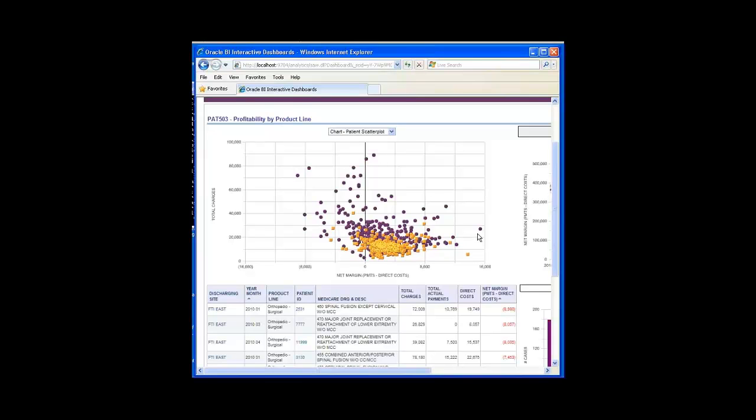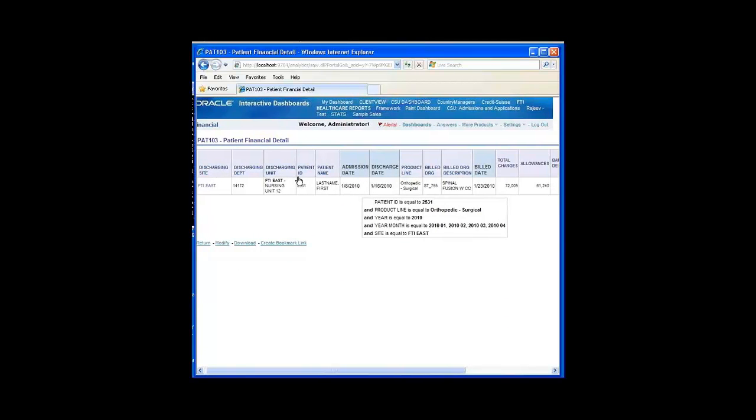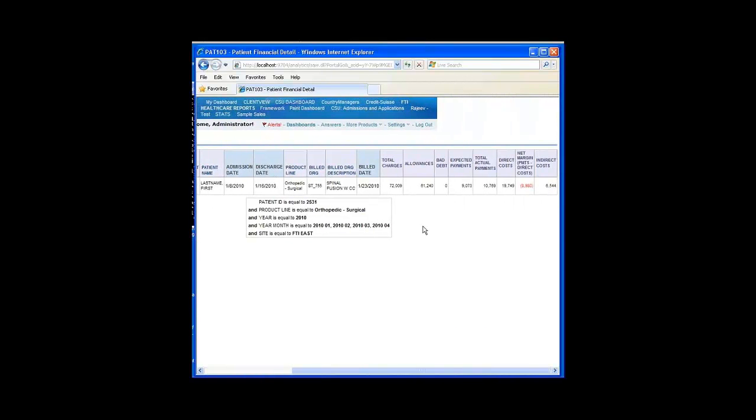So this particular patient, very profitable over here. This particular patient, less so over here. You can see my margin on my x-axis is about negative $9,000 on that particular case. So let's say, for instance, I wanted to understand who that patient was, why I had $72,000 in charges, but I still lost about $9,000 or so.